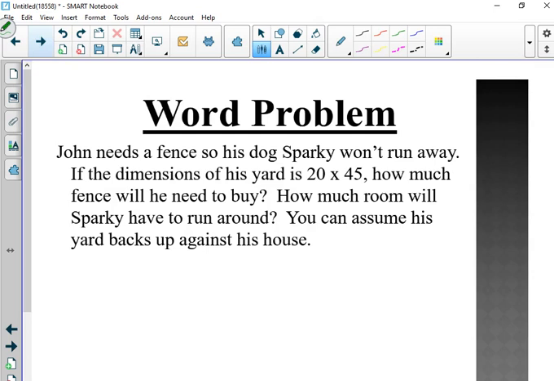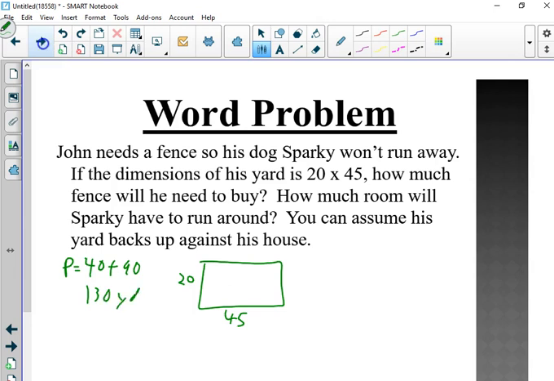Okay, John needs a fence so his dog, who's barking, won't run away. If the dimensions are 20 by 45, how much fence does he need to buy, and how much room will he have to run around? Okay, so we're just trying to find a perimeter and area. Perimeter is going to be 2 times 20 plus 2 times 45, 130 yards. And area is going to be 20 times 45, which is 900 square yards.